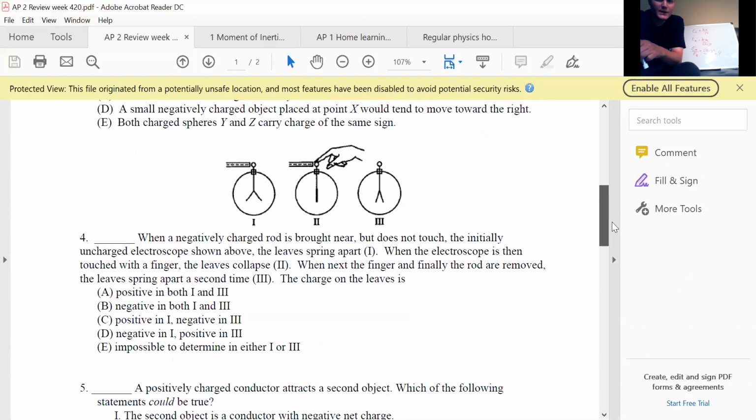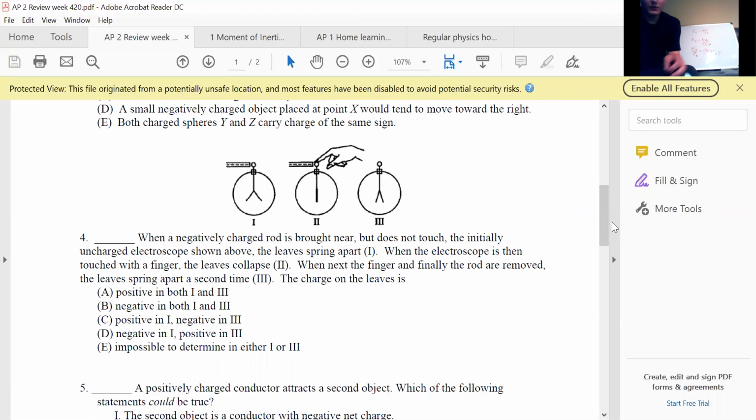Number 4 says we have a negatively charged rod brought near but does not touch the initially uncharged electroscope, and the leaves spring apart. That's picture 1. Then the electroscope is touched with a finger, and the leaves collapse. That's picture 2. And then when first the finger and finally the rod are removed, the leaves spring apart a second time. That's picture 3. It wants to know what's happening to the charge on these leaves.